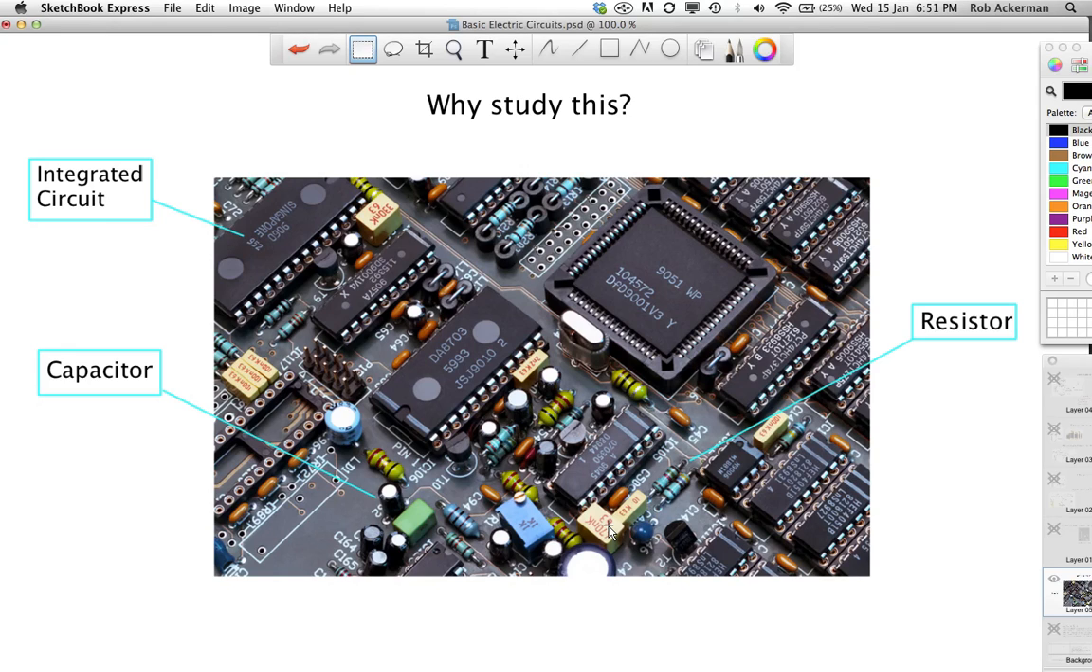A lot of the things that are in this picture here, which I got off of Google Images, you'll recognize possibly from grade 9. For example, down here is something called a resistor. You learned about those in grade 9. We're going to cover them again. Here's something that looks like maybe like a resistor, but it isn't quite. It's called a capacitor. It stores electric charge, and it's a very important circuit element. And then, of course, there's these things here. These are called integrated circuits.